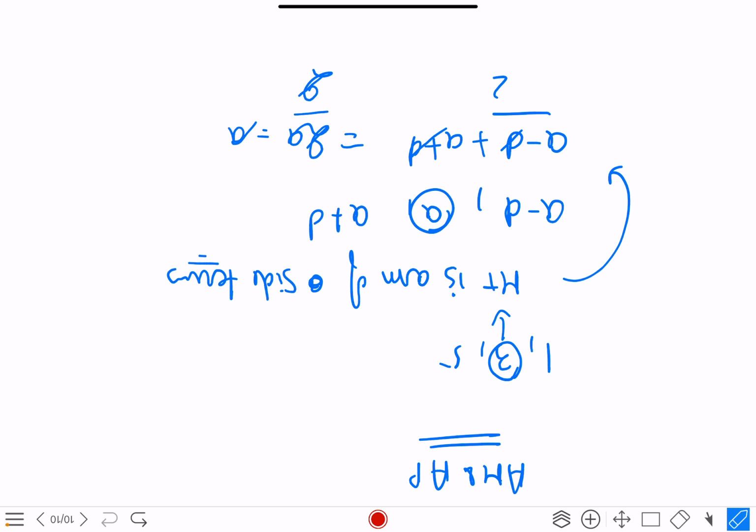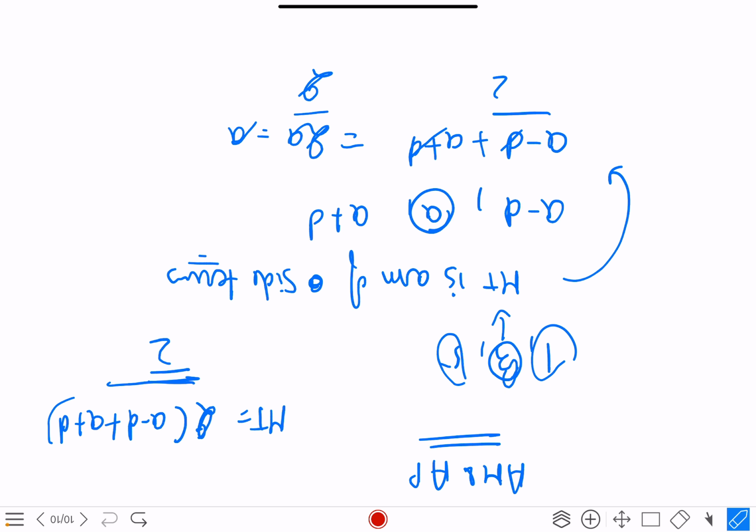So in an AP, whenever you have 3 terms, the middle term is always the arithmetic mean of the 2 terms on the side. So that's how you can write the middle term of an AP as the sum of a minus d and a plus d, divided by 2. Like this if you write, you will get this, divided by 2. So whenever you have a middle term, it is the arithmetic mean of the terms on the side.